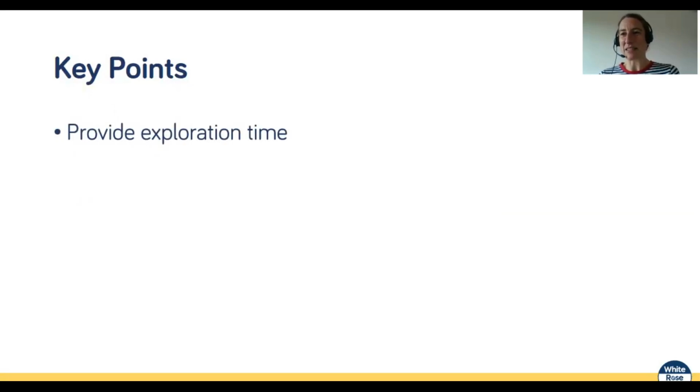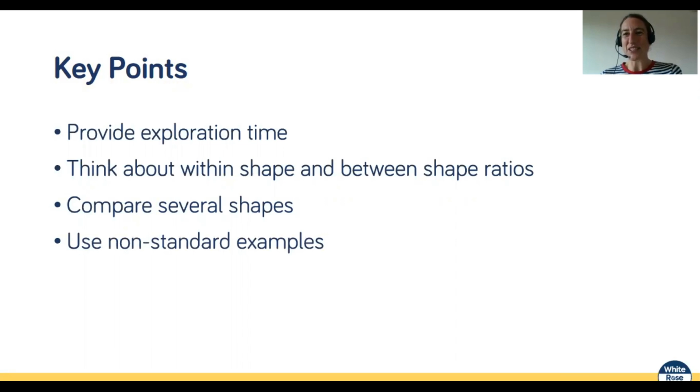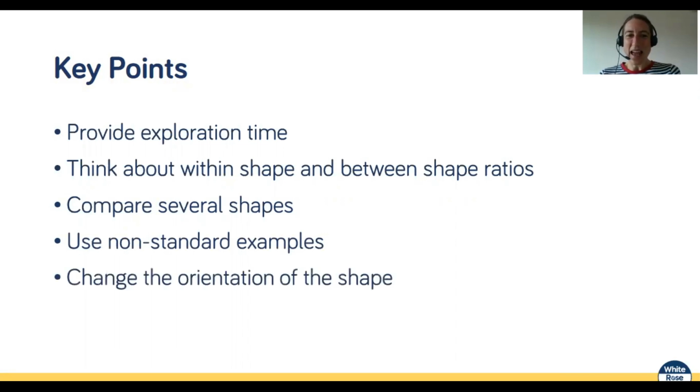Okay, so just to summarize with some key points, I really think it's important to give the students some exploration time around similarity. So instead of rushing them through it and getting on to finding missing sides, I think if we can give them some time, it's really helpful in terms of their thought process around similarity. And also to look at different methods for thinking about similarity. So within shape and between shape ratios, really promote that idea of flexible thinking. There isn't just one way of doing things. And then perhaps comparing several shapes rather than just two shapes, which is more standard. Using non-standard examples, of course, can really get them thinking more deeply. And finally, this idea of changing the orientation of the shape to make sure that they really have that understanding around corresponding sides.